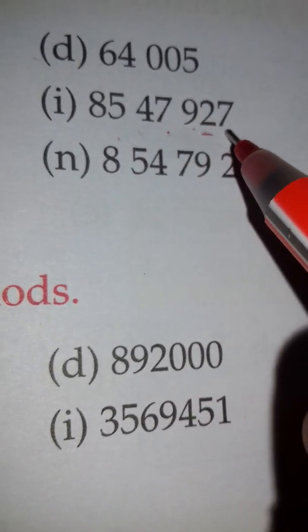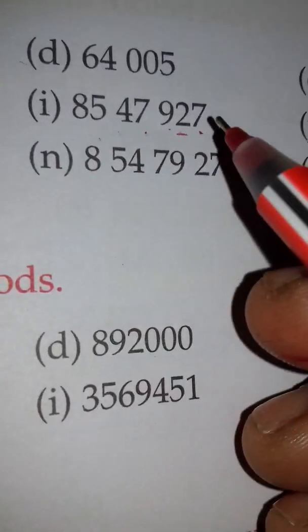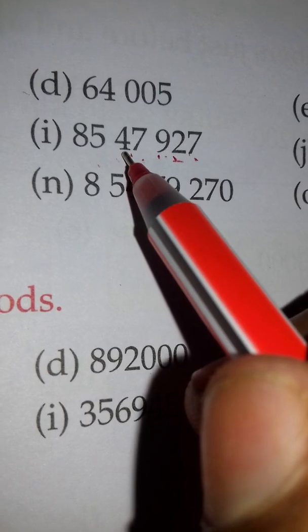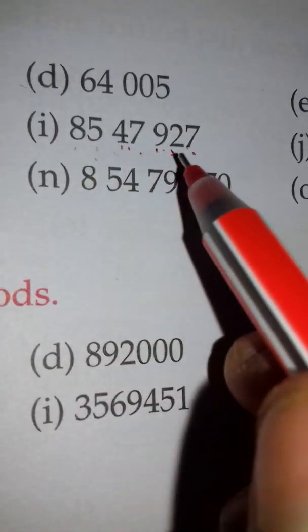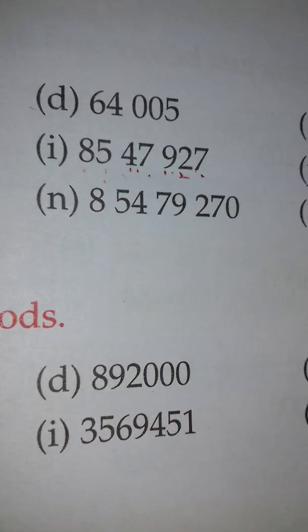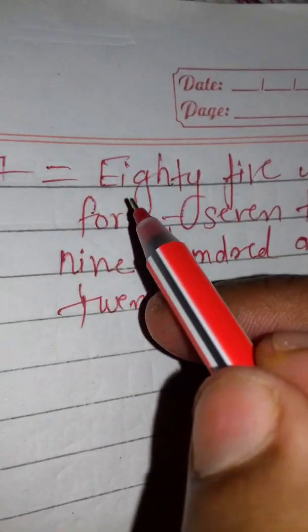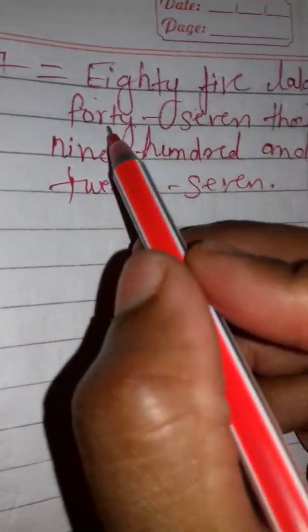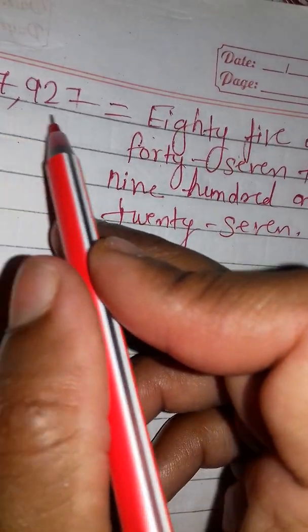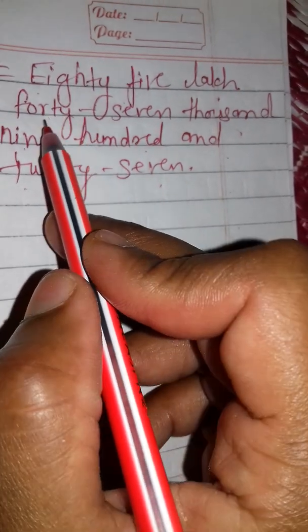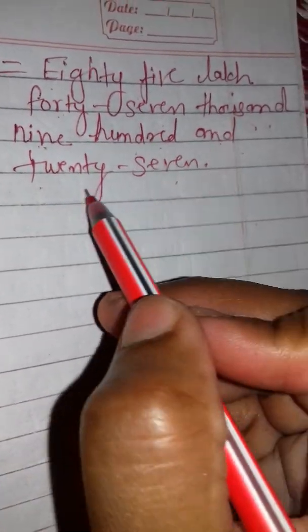I. We have digits 8, 5, 4, 7, 9, 2, 7. So let us see the places of each digit. Ones, tens, hundred, thousand, 10,000, lakh, 10 lakh. So the different periods you can see: ones period, thousand period and lakh period. So how will we read this large number? The lakh period shows 85 lakh, then the thousand period shows 47,000, then the ones period shows 927. 85 lakh 47,927.